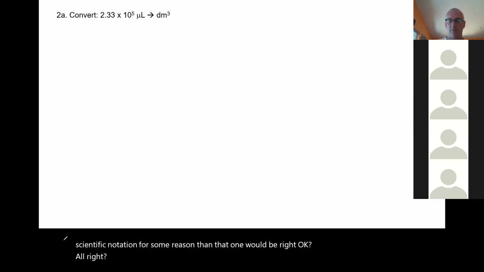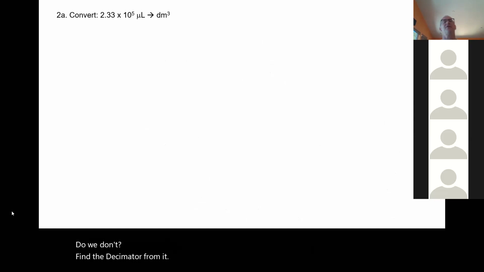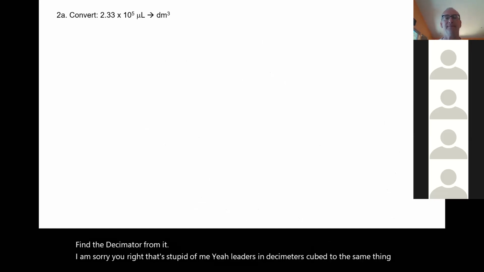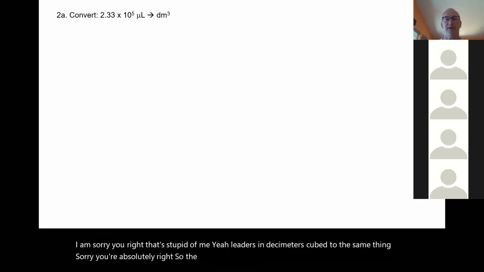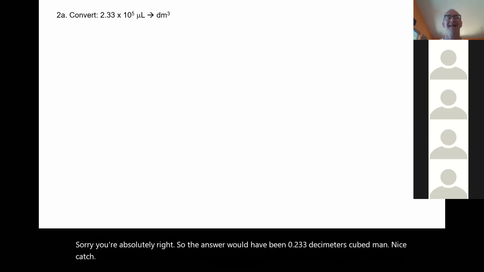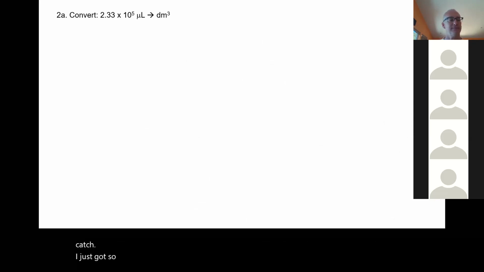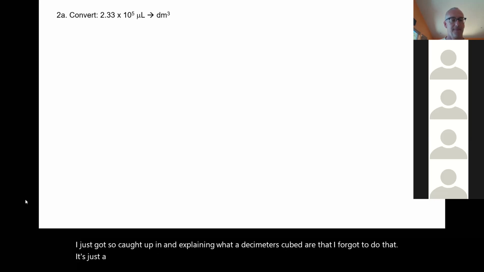Do we find the decimeter from it? Oh, I'm sorry, you're right. That's stupid of me. Liters and decimeters cubed are the same thing. You're absolutely right, so the answer would have been 0.233 decimeters cubed. Nice catch. I just got so caught up in explaining what decimeters cubed are that I forgot to do that. It's just a liter.